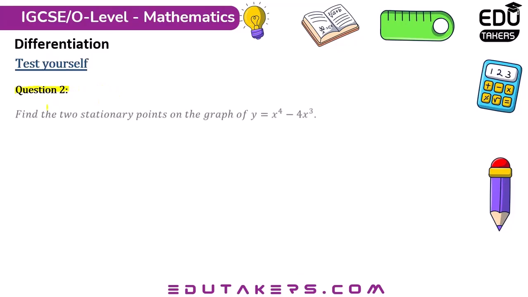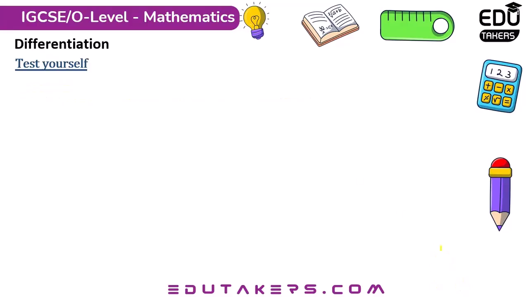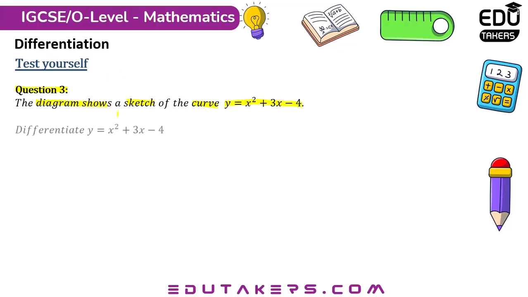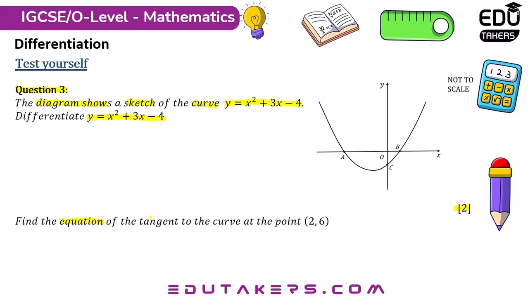Question number 2. Find the two stationary points on the graph of y = x^4 - 4x^3. It's a 6-mark question. Question number 3. The diagram shows a sketch of the curve y = x^2 + 3x - 4. Differentiate y = x^2 + 3x - 4. It's a 2-mark question. Find the equation of the tangent to the curve at the point (2, 6). It's a 3-mark question.